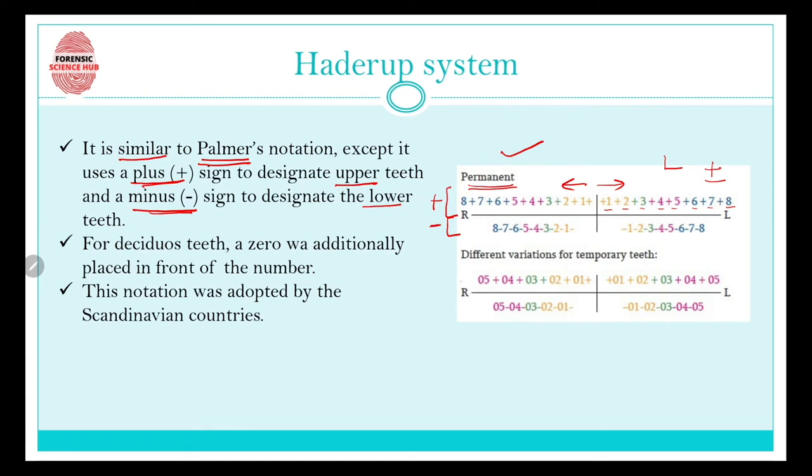The same case is here with the temporary teeth also, that is, a plus sign is used to denote upper teeth, and the minus sign is used for lower teeth. But here's a difference also. In Palmer notation, what we were using for temporary teeth was the alphabets, but here we do not use alphabets. For deciduous teeth, a 0 was additionally placed in front of the number. So everything is the same as the permanent one, except there's a 0 placed in front of all the numbers, right? So this is the only difference. This notation was adopted by Scandinavian countries.